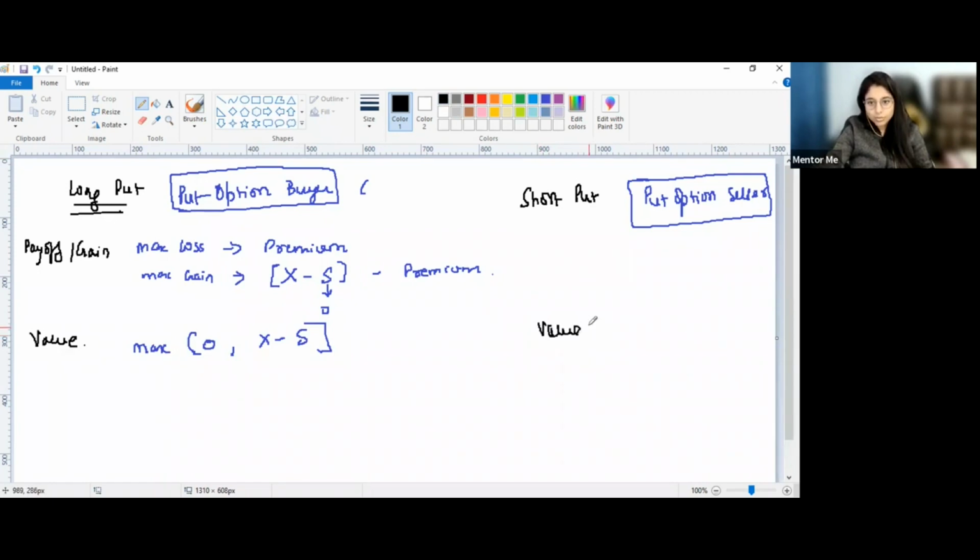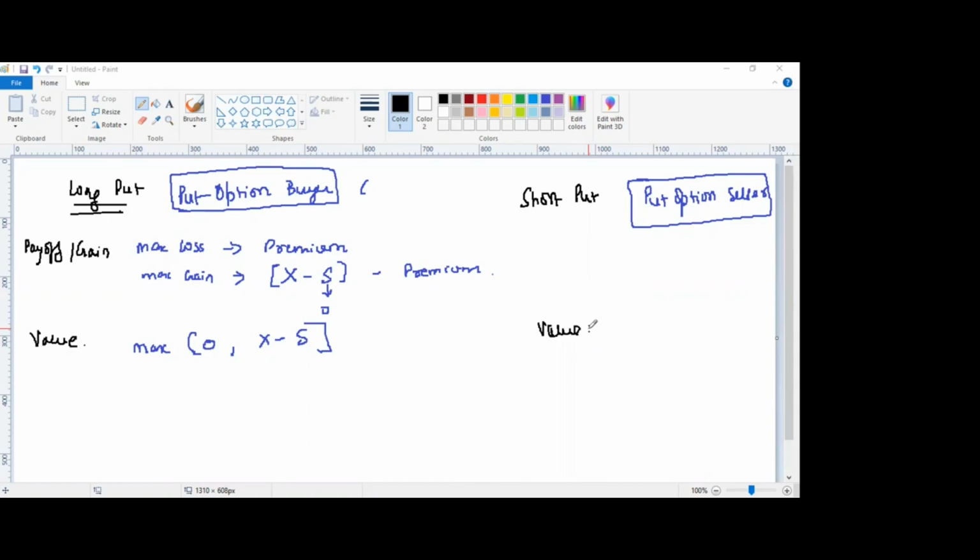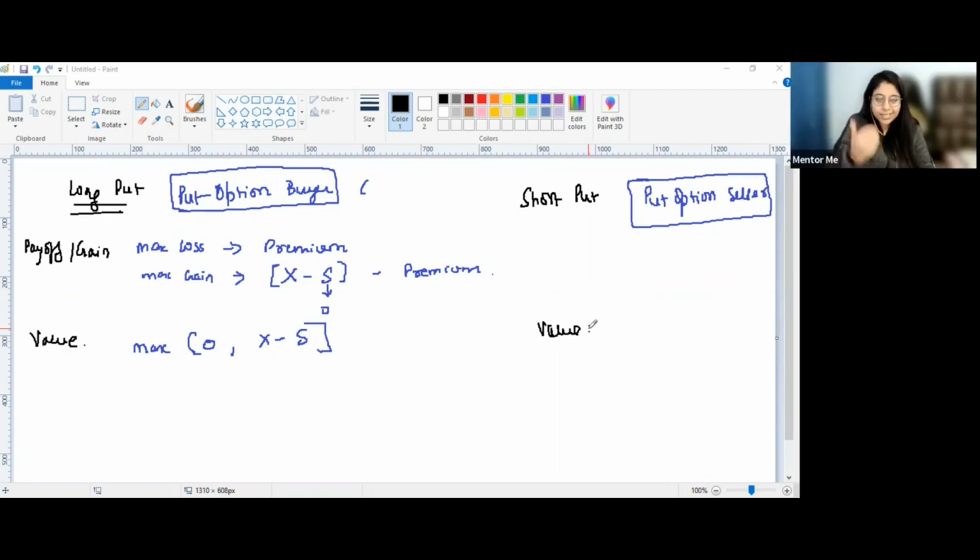what is the value that you can get as a short put party? Spot minus exercise. Okay, well हमारे पास तो ऑप्शन है ही नहीं ना. अगर स्पॉट माइनस एक्सरसाइज की हम बात करें तो स्पॉट इज द करंट स्टॉक प्राइस माइनस द एक्सरसाइज प्राइस.